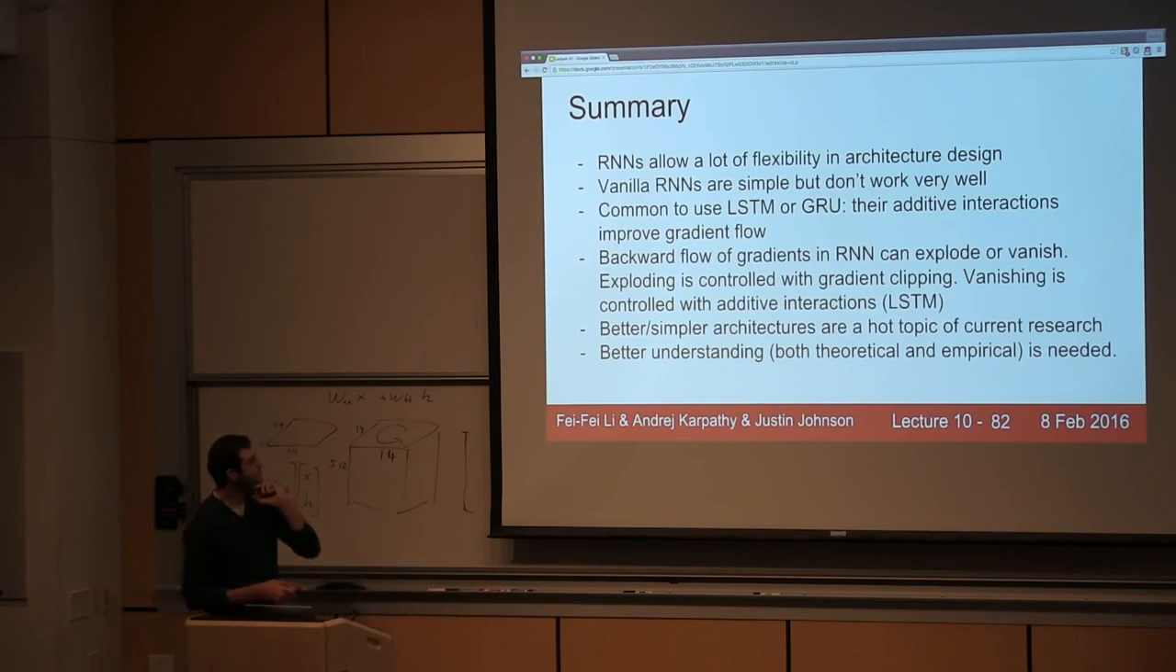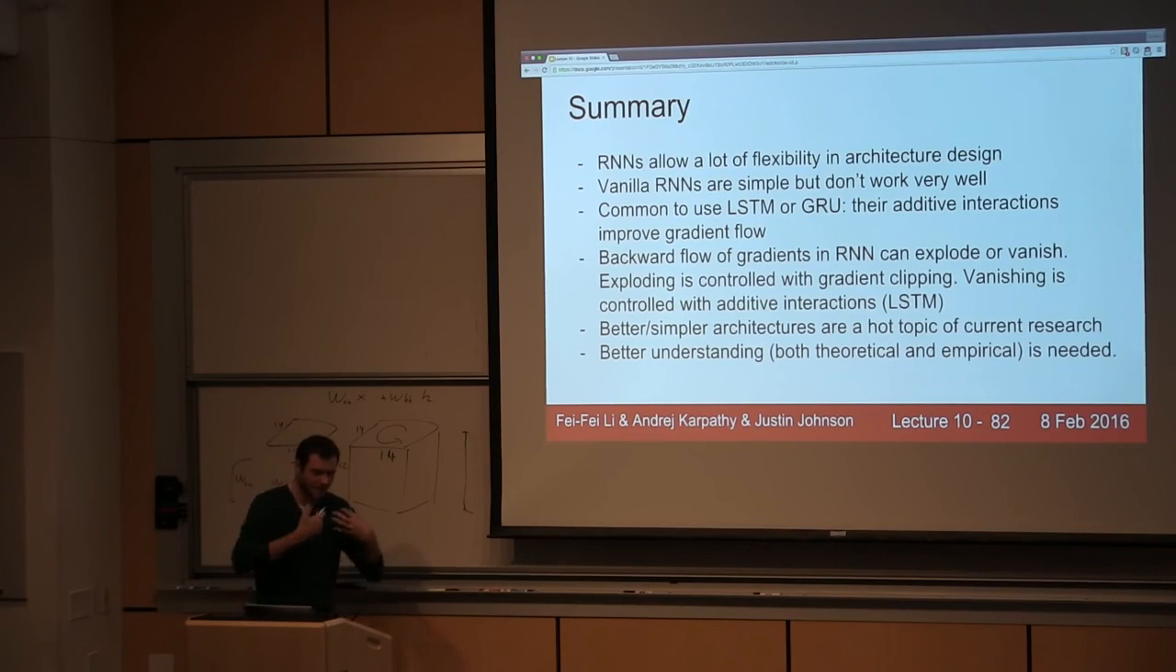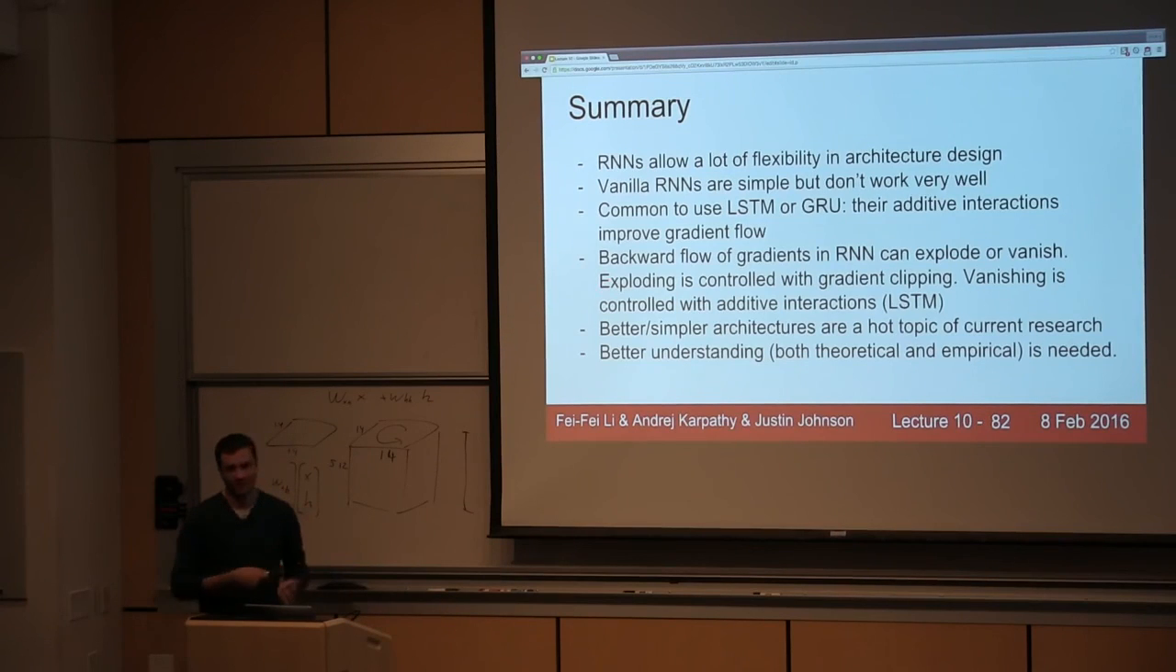So the summary is that RNNs are very nice, but the raw RNN does not actually work very well. So use LSTMs or GRUs instead. What's nice about them is that we have these additive interactions that allow gradients to flow much better, and you don't get a vanishing gradient problem. We still have to worry a bit about the exploding gradient problem, so it's common to see people clip these gradients sometimes.